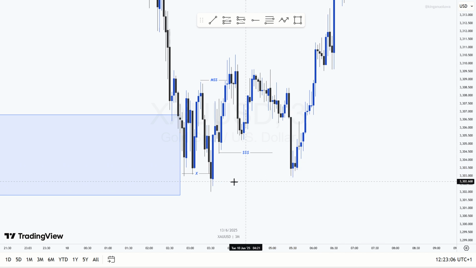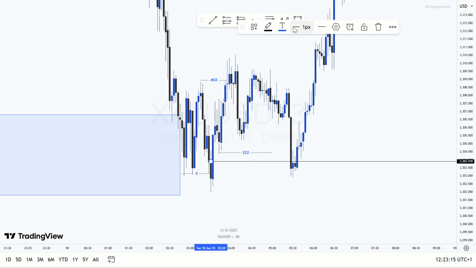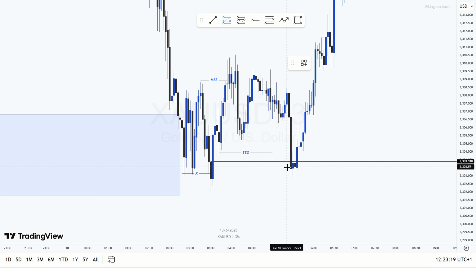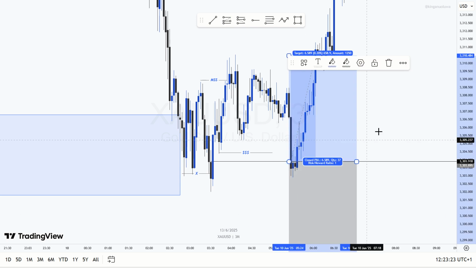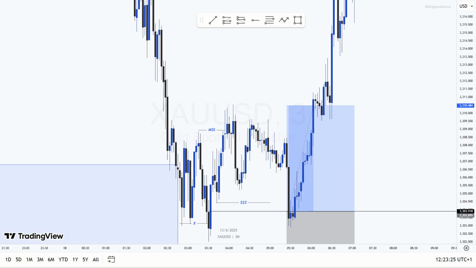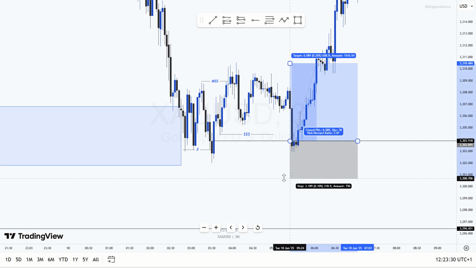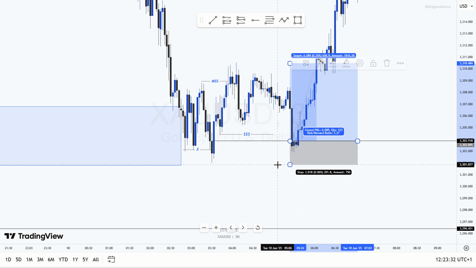So what do I expect? I expect price to pull into this order block and buy to the upside. This is my confirmation setup. So what did I do? I placed my entry here on this order block. So the buy is right here.